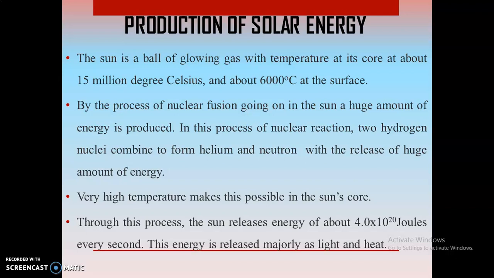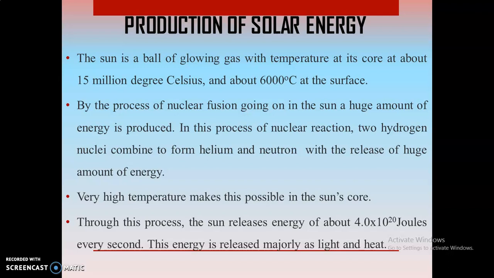This is when we have light elements like hydrogen fusing. We have two hydrogen nuclei fusing, or they combine to form helium and neutron. As they form helium and neutron, a huge amount of heat energy, light energy, generally called solar energy, is produced and given off into the surrounding. Now, this is possible because of the very high temperature in the sun's core. So this should tell you that the nuclear reaction that is going on happens in the sun's core.